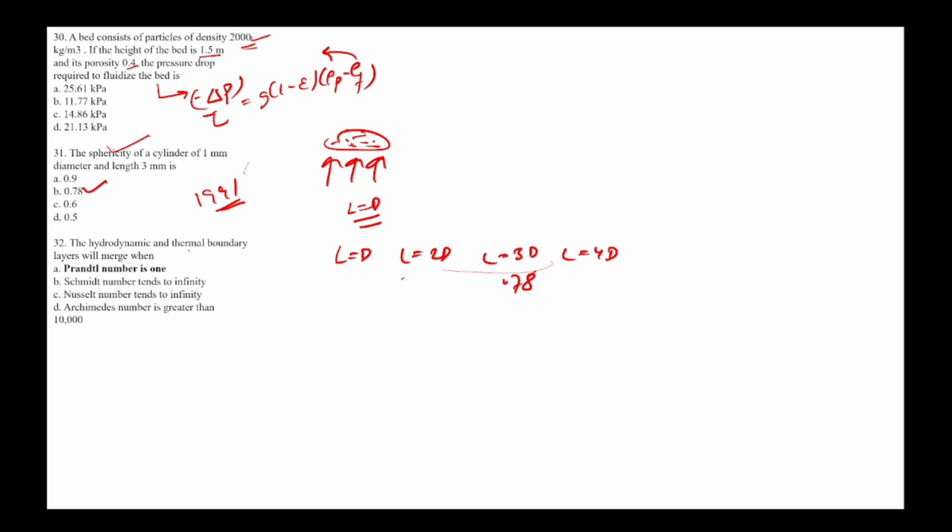The hydrodynamic and thermal boundary layers will be merged when the Prandtl number is 1, where momentum and thermal both are 1. Both will merge, okay, means equal. When the ratio of Grashof number to the square of Reynolds number is 1, it is mixed convection. Okay, learn as it is, no need to go in deep.